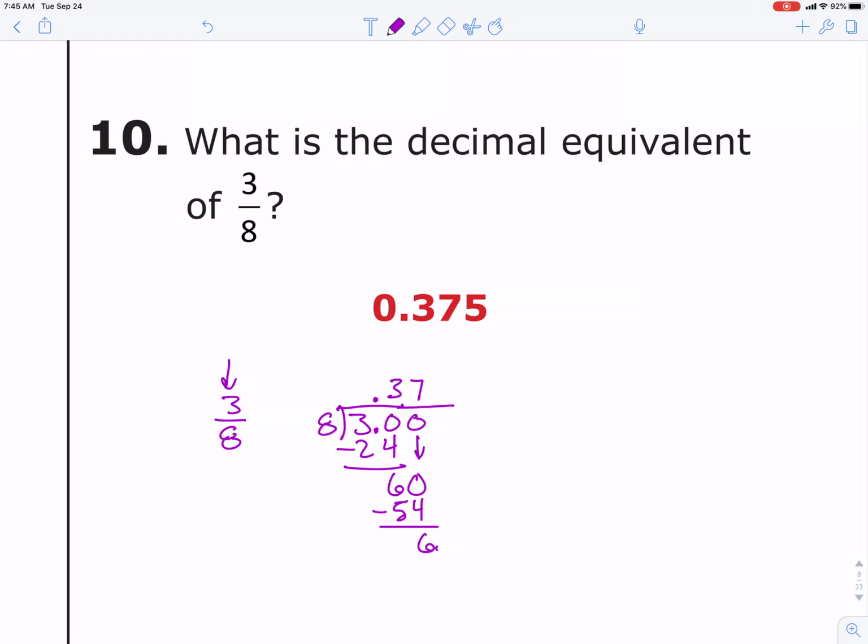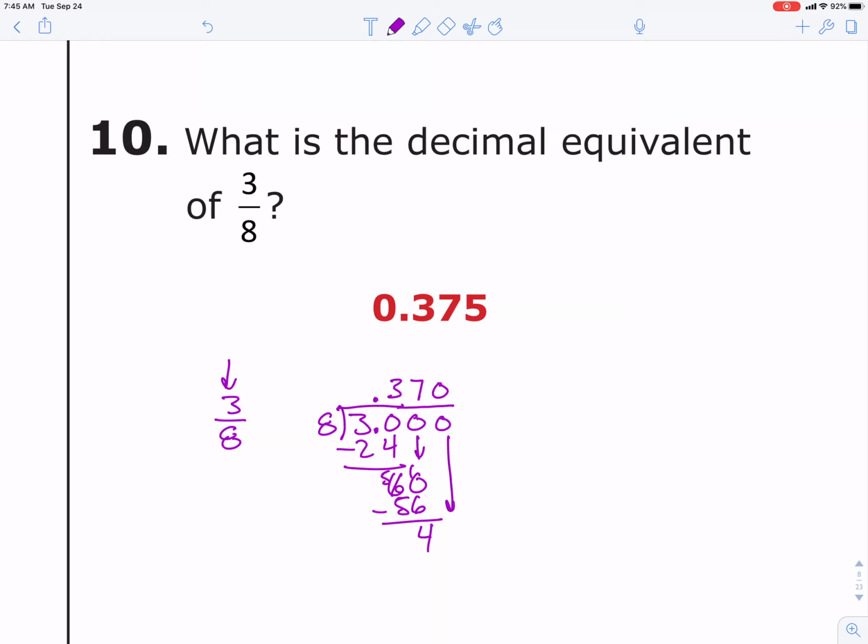Oops. I'm sorry, that's not 54. I just messed up. It's 56. Cross that out. Gives me a 5. Borrow. 10 minus 6 gives me a 4. Does 8 go into 4? No. So I got to add another 0.